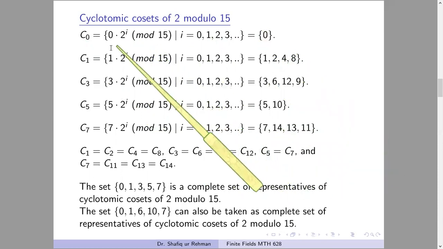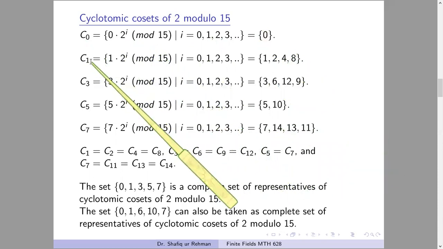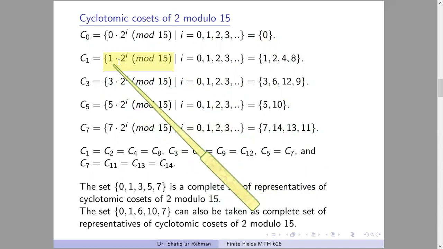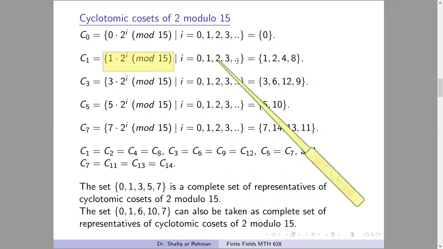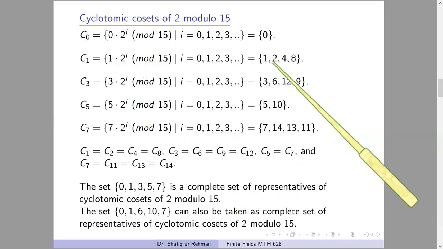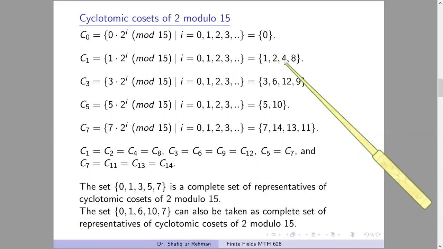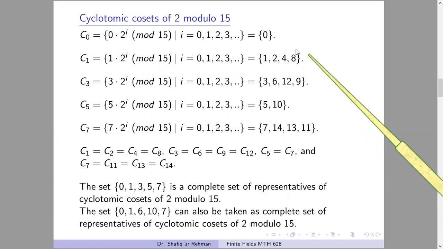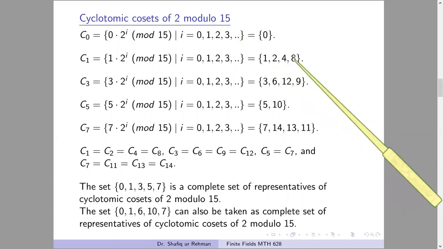Then we will take some other element, let's say we take 1. By definition this set will consist of 1 multiplied by powers of 2, and we will get 1, then 1 multiplied by 2, then again multiply 2 by 2 we get 4, then again multiply 4 by 2 we get 8, and if we multiply 8 by 2 we will get 16, that is equal to 1 in mod 15. So we stop here.